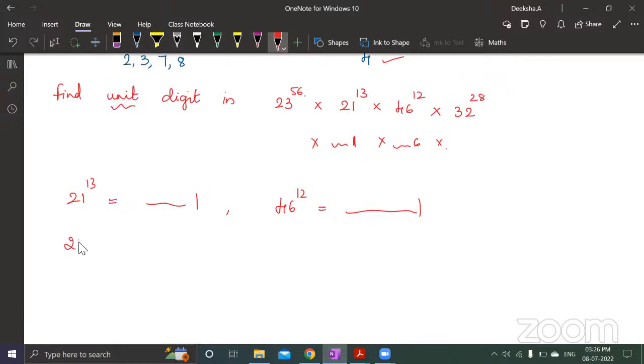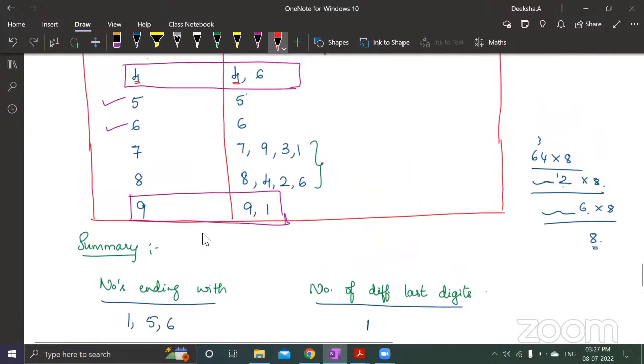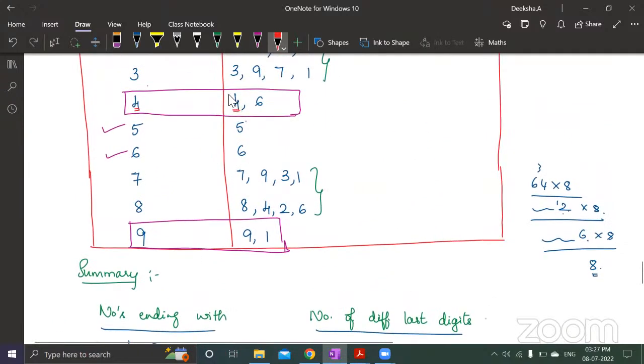Now, if I have a number 24 power 13. The number is ending with 4, so there are two possible last digits, which are 4 and 6. Since the number is ending with 4, the last digit is going to be either 4 or 6. If it's 4 power 1, we get 4. If it's 4 square, we get 6. Again, 4 cube will get 4. 4 power 4 will get 6.